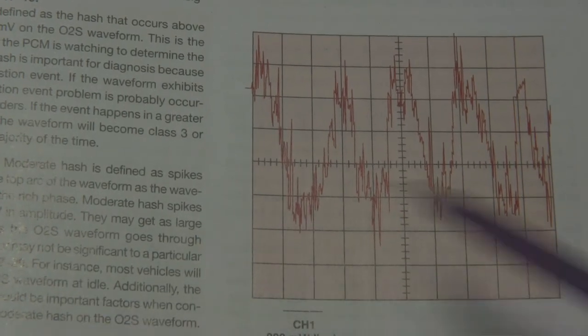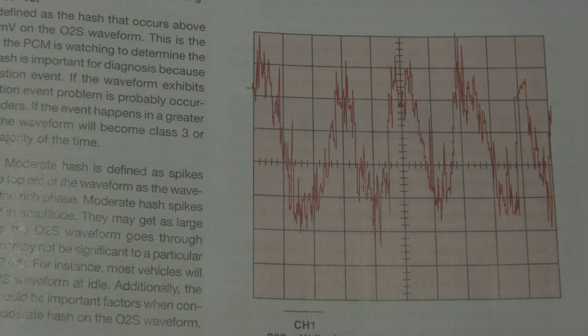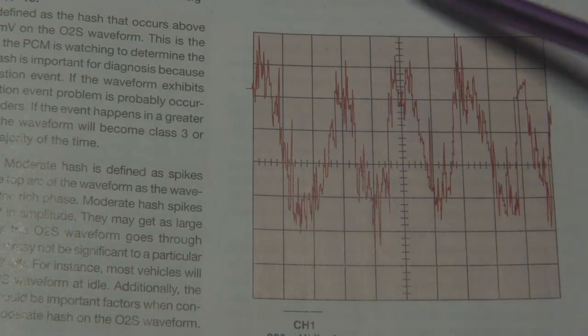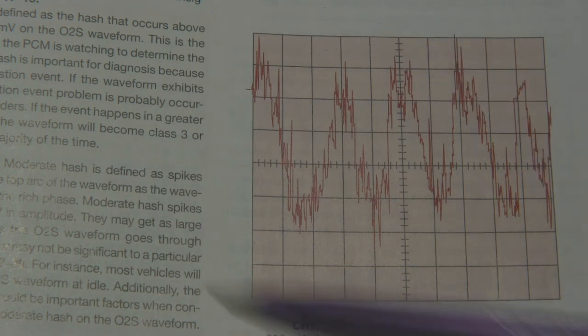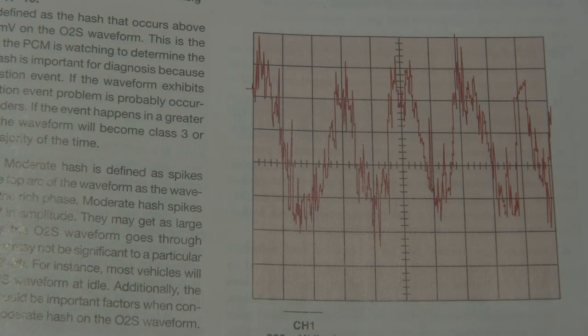So class 3, severe hash, right here. If you have a vehicle that is exhibiting misfires or running rough situations, this is the important class of hash that you want to pay attention to. So class 1 and class 2, not that big a deal. They can be caused by minor little fluctuations in combustion efficiency. They can be caused by normal deficiencies in oxygen sensor components themselves, just inherent design flaws to how oxygen sensors work. But this one right here, class 3.